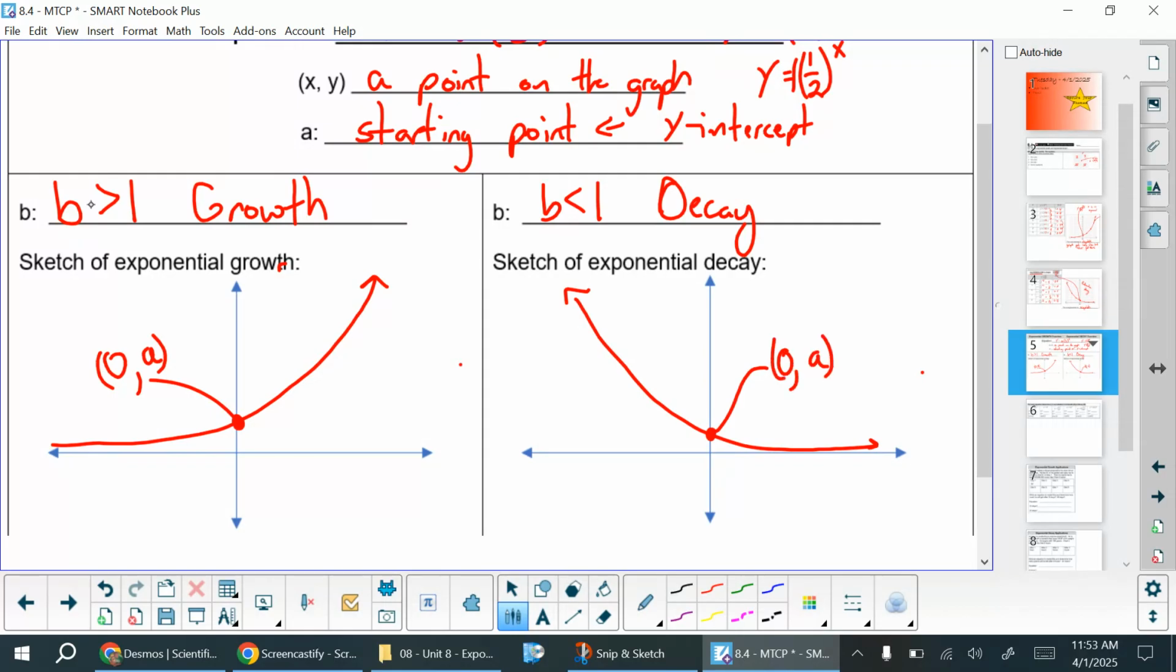So anytime b is bigger than 1, we're going to be growing. We're going to be like times 2, times 2, times 2, times 2, times 2. Anytime b is less than 1, we're going to be decaying, taking half and half and half and half and half. Smaller and smaller and smaller.